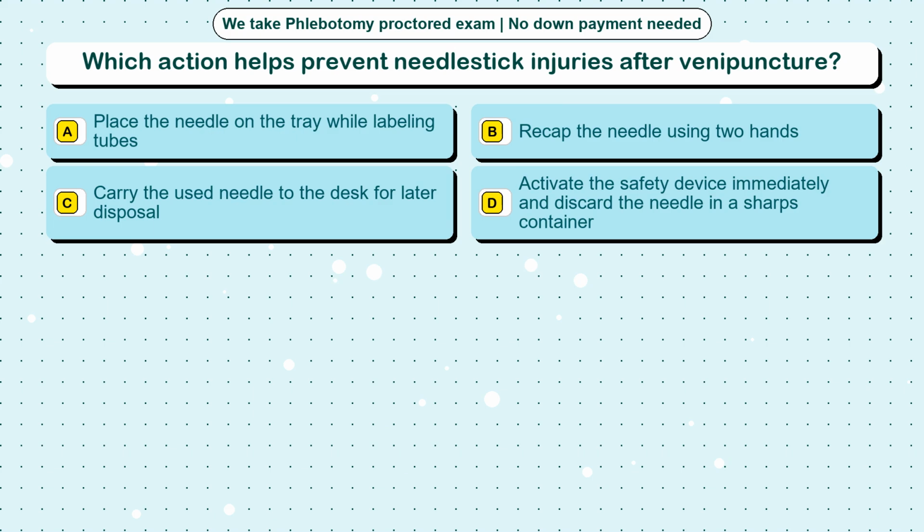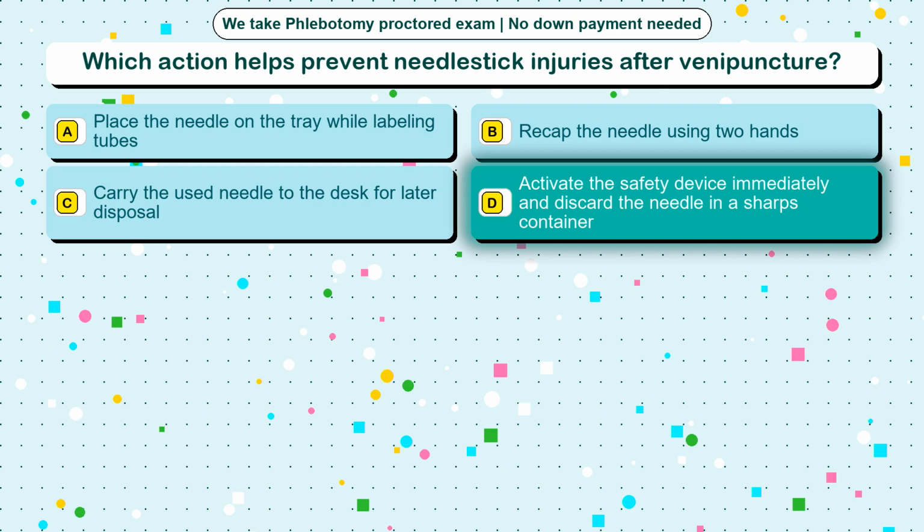Question 26. Which action helps prevent needle stick injuries after venipuncture? Option A, place the needle on the tray while labeling tubes. Option B, recap the needle using 2 hands. Option C, carry the used needle to the desk for later disposal. Option D, activate the safety device immediately and discard the needle in a sharps container.